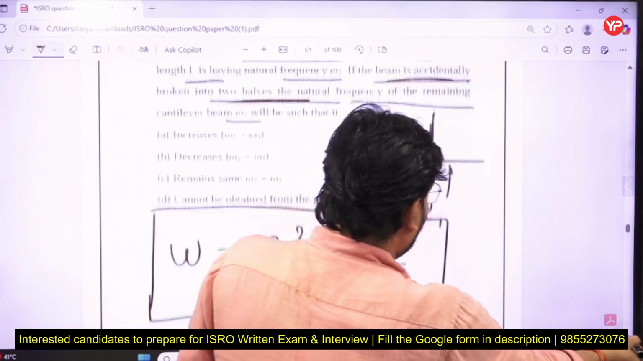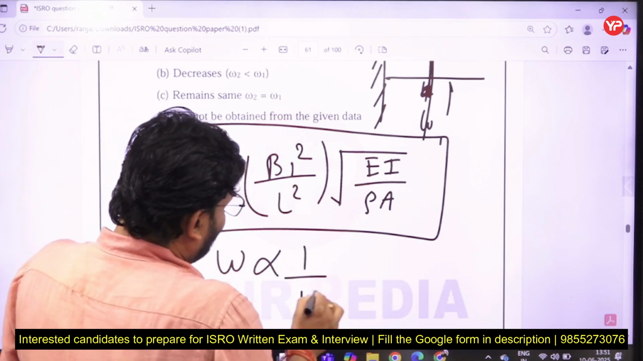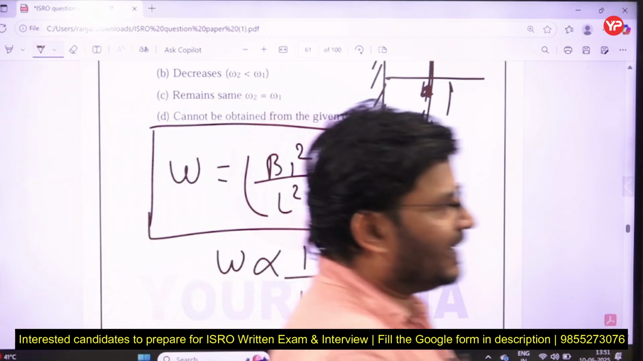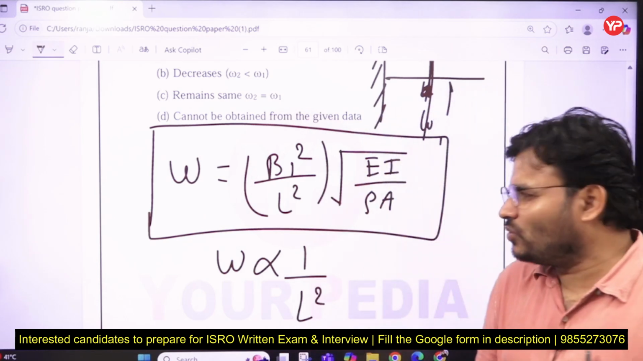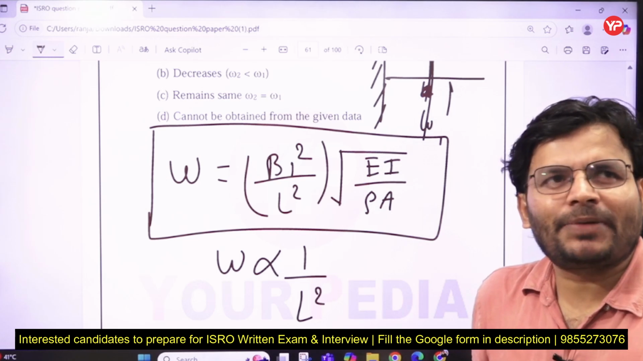So from that, can you make one conclusion? Sir, omega is proportional to 1 upon L square. Yes. If the rest of the things are constant, I can make a conclusion like that, right? So omega is proportional to 1 upon L square.